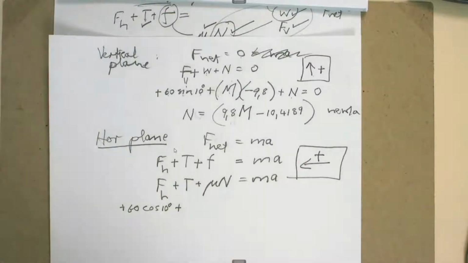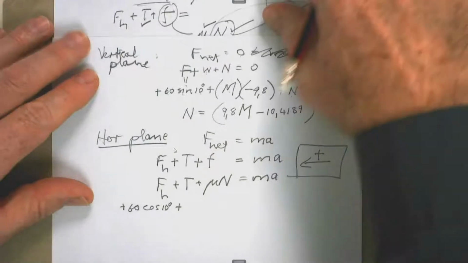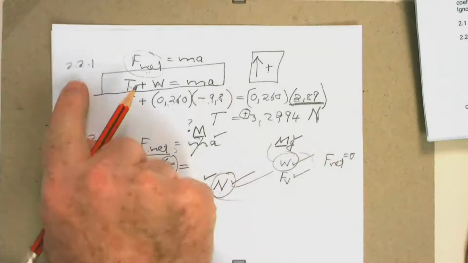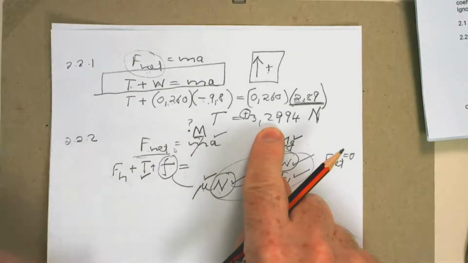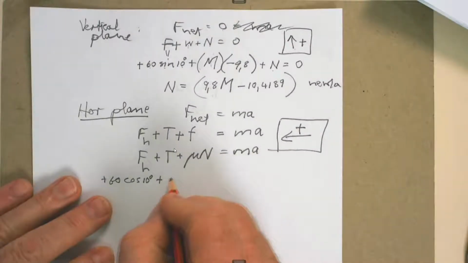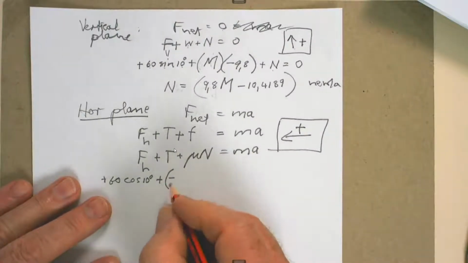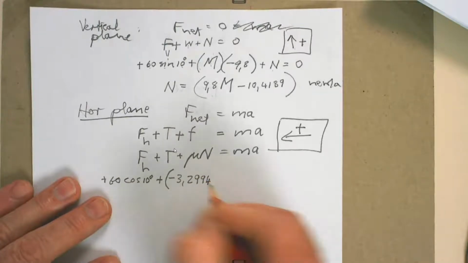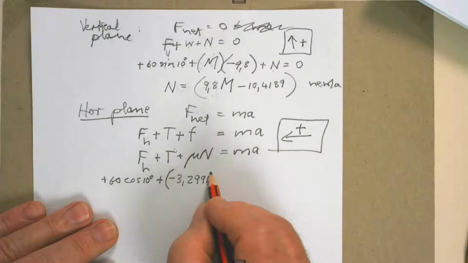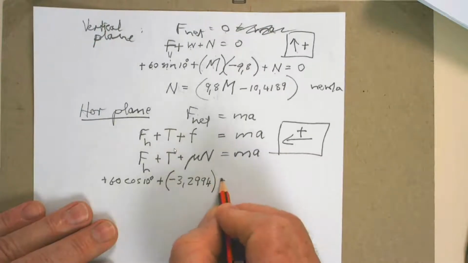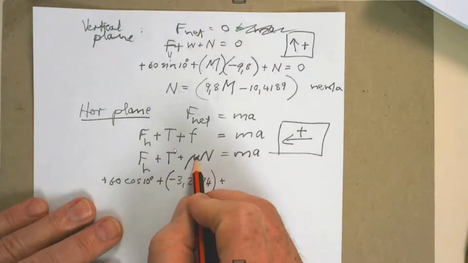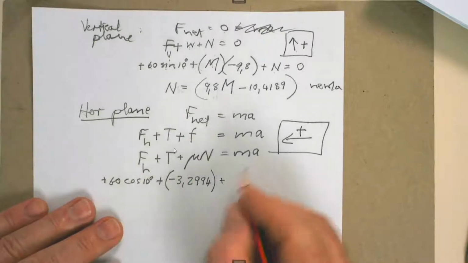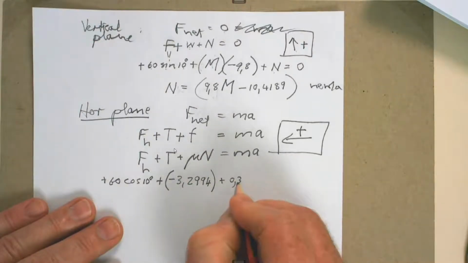Aha, now we come to T. Remember, in 2.2.1 we have calculated T. But that was the T there. So the T there must have a negative number because it's in the opposite direction. So it's minus 3,2994. Happy with that? Plus now, that value is 0,3. It is given to us here.